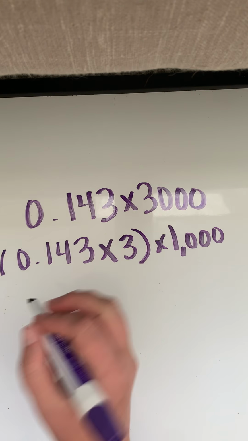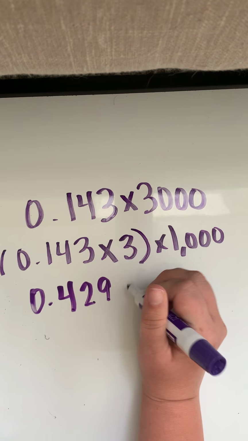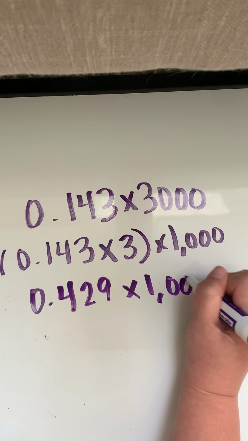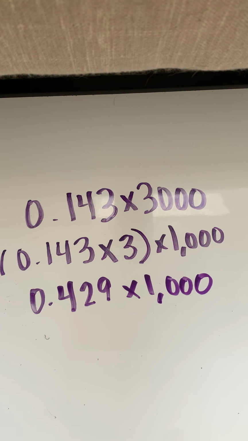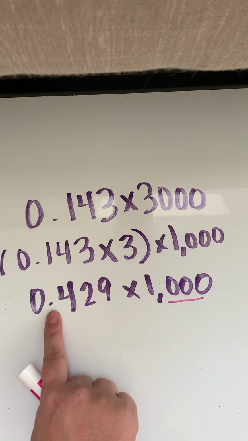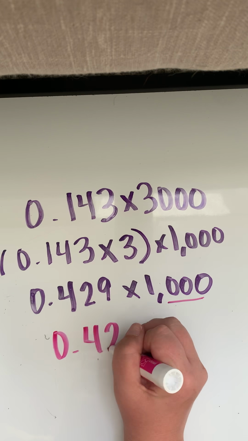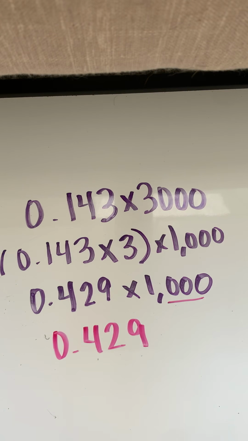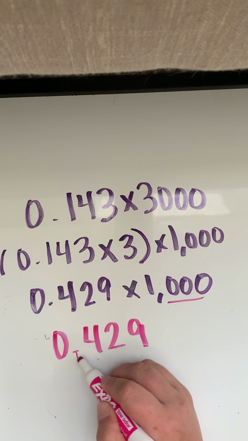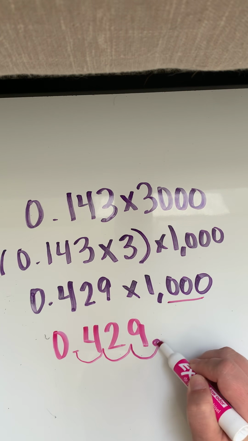0.429. And then I'm going to multiply that by my 1,000. Now I'm good to go. Now I can do my 0 trick. I have 3 zeros here, so I'm going to move my decimal to the right 3 times. Let's rewrite it down here so it's easier to see. Here we go. Let's move it. 1, 2, 3, decimal point.